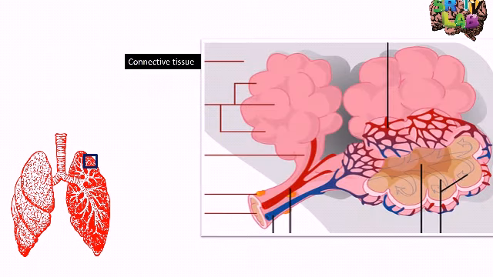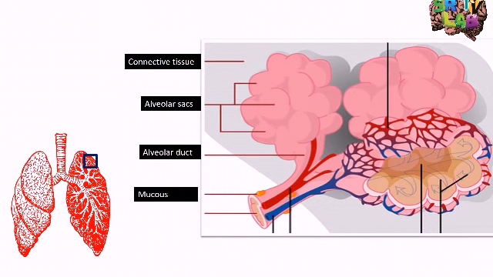It is surrounded by the connective tissue. Then we see the alveolar sacs. Before the alveolar sacs, we see the alveolar duct. That is the one that takes air into the alveolar sac. Then we see the mucus gland. That is the one that produces mucus. Then we see the mucosal lining within the duct.